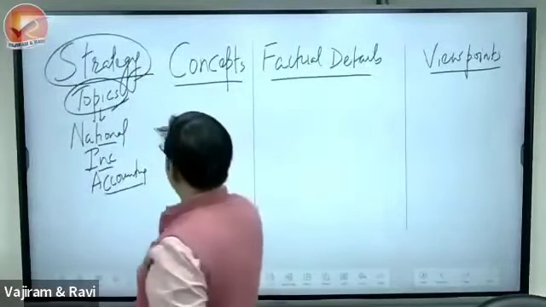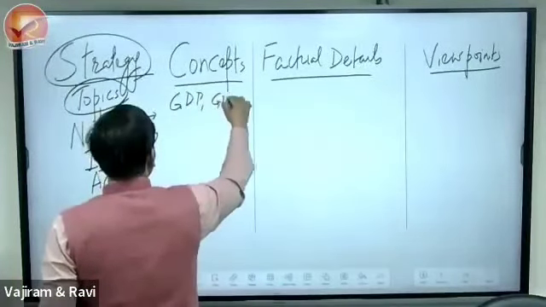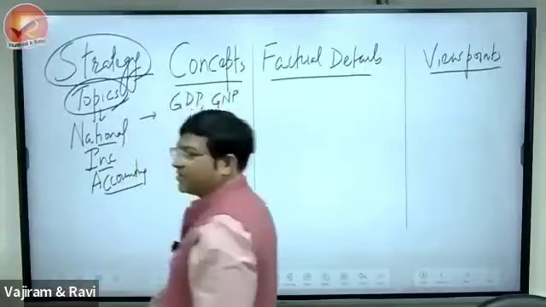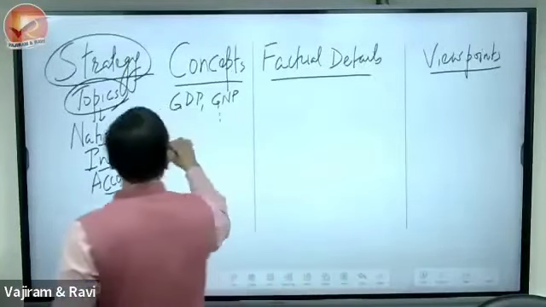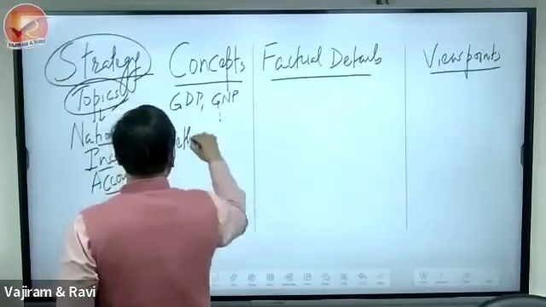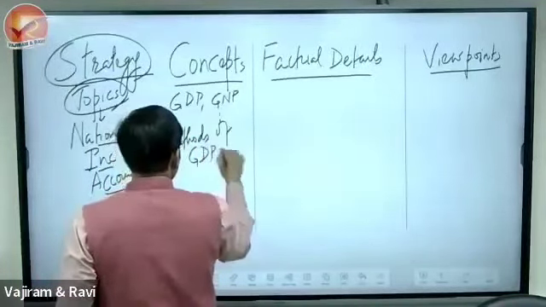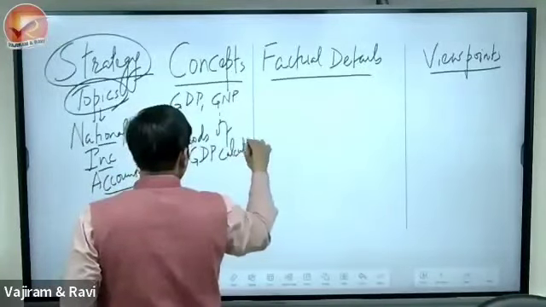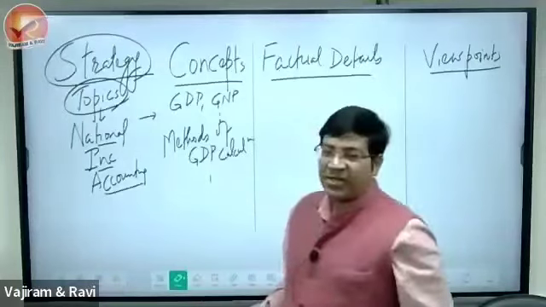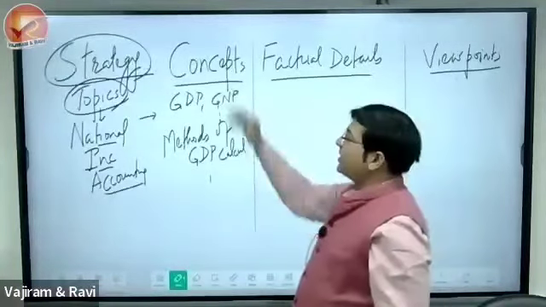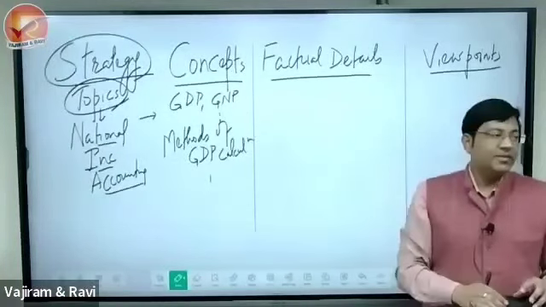We'll talk about national income accounting. So in national income accounting, we'll do concepts like GDP, GNP. Don't worry, one by one, all this will come. And a number of other things. For example, we'll talk about the methods of GDP calculation. Okay, and so on. We'll talk about many more things over here. Why am I calling it concept? Concept means this is what you have to understand.